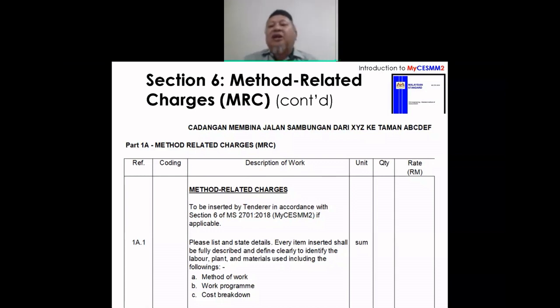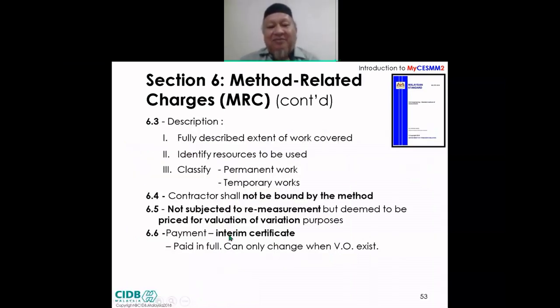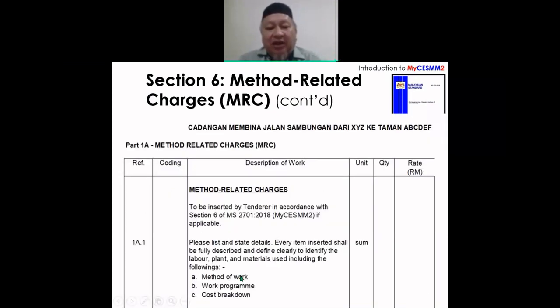But on the day he requires concrete, the supply comes as though he has a batching plant on site. At the end of the month, he claims and he shall be paid in full. There is no issue of, oh, you did not provide, I don't pay. Because remember, the acceptance of the tender is based on the tender sum, and the tender sum also comes with the requirement of method of work, program and cost. As long as the work program says that in the first month or second year the concrete comes and the contractor claims, he shall be paid. That's it.